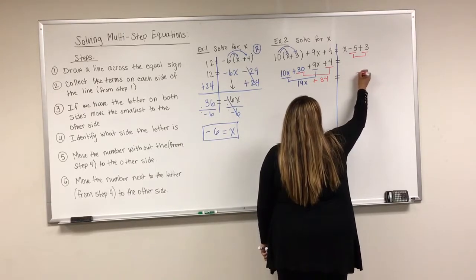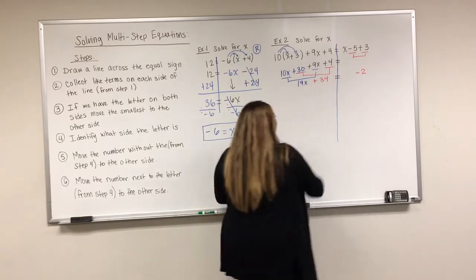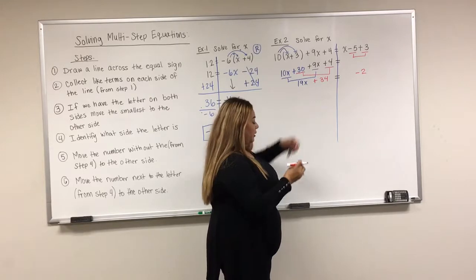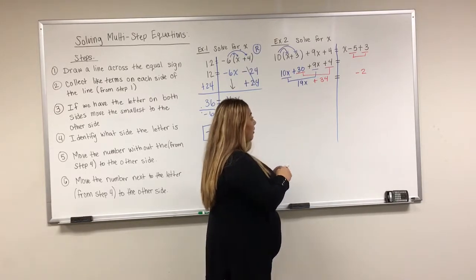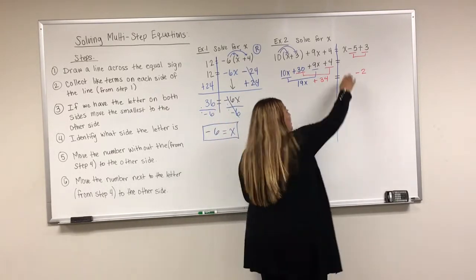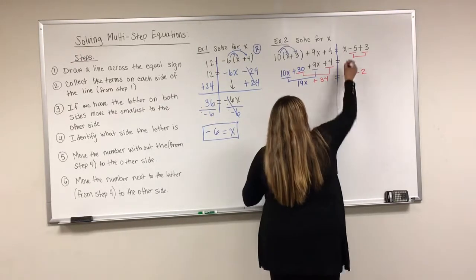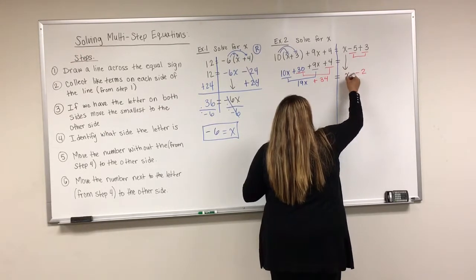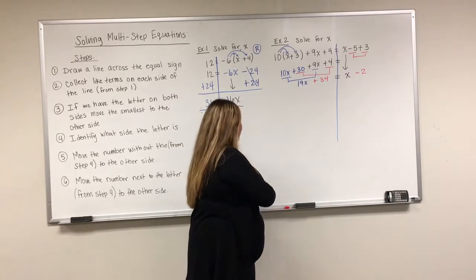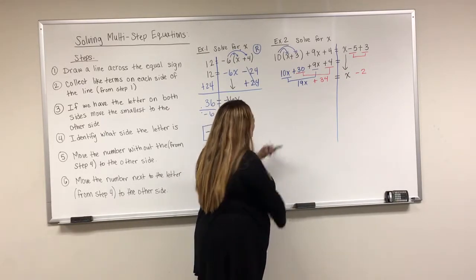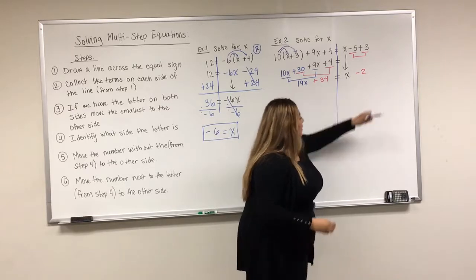I'm just going to drop it all the way down here because I wanted to have it in the same line as this one. So the x, since we don't have another one on this side to combine it with, I'm just going to drop it down. So this is our new equation right here. 19x plus 34 equals x minus 2.